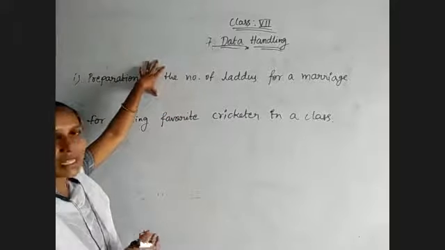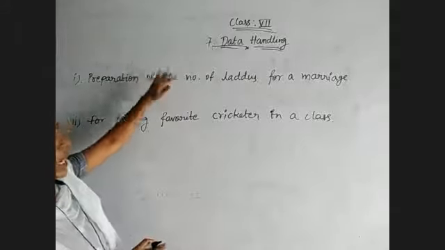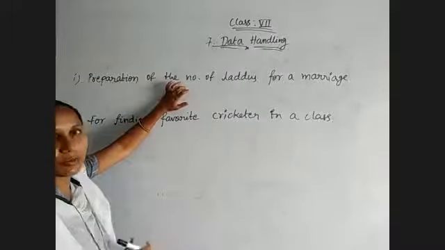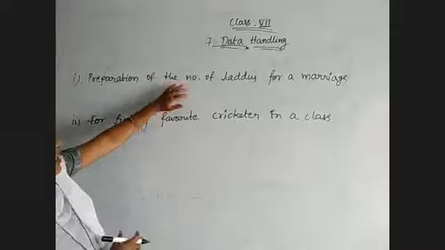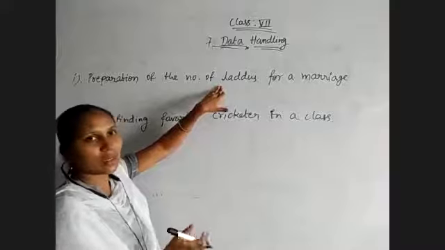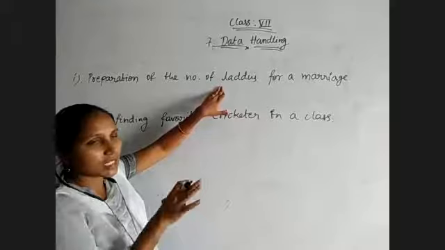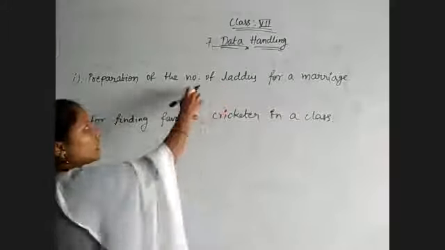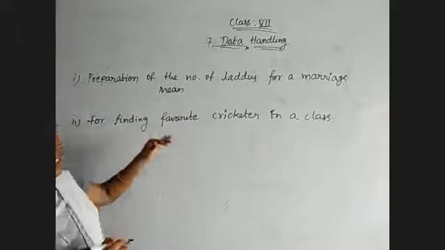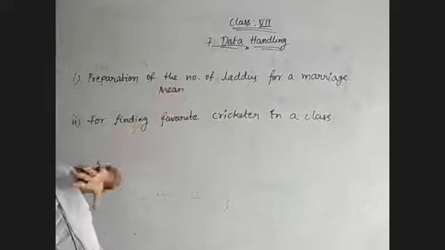See, for a marriage, we don't know the exact number of people who will come. So we can't tell the exact number of laddus they have to prepare. Yes, some group of people will attend the marriage. In that case, we need to take the average. In such conditions, it comes under the mean condition. We need to find the mean of the data, then we will get the average laddus needed for that marriage.